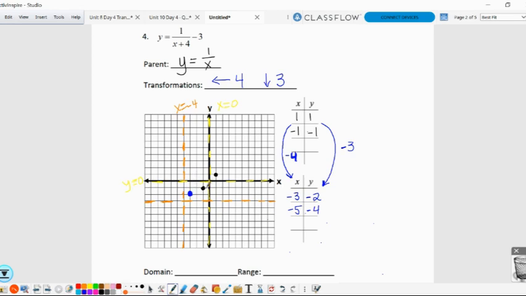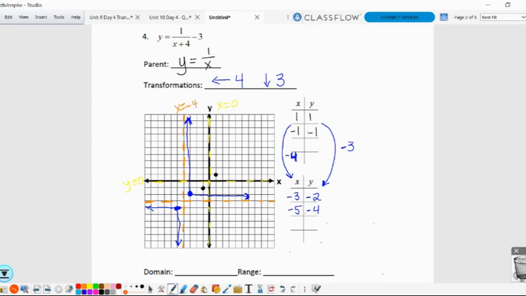And if I take this point that's at negative 1, and drag it to the left by 4 and down 3, now we're in this corner, and then we just follow our asymptotes and do our best to draw a curve through that point following the asymptotes. So our final graph would be in blue with the orange asymptotes.